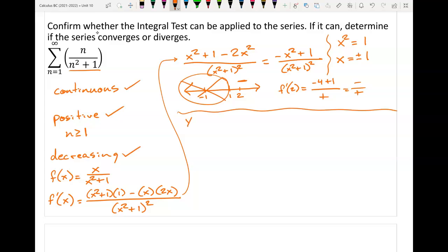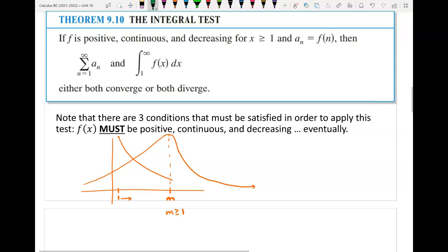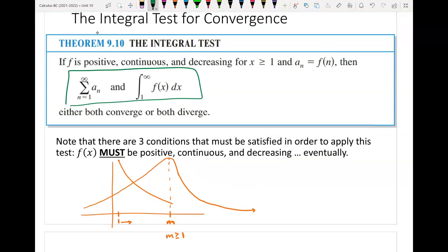So can we apply our test? So we can say yes, the integral test can apply. All that work, does it tell us anything about convergence or divergence yet? That's just to tell us, can we actually even use the test, right? So now we need to actually apply the test. So remember, what did the test say? If those three conditions are met, what can we say? Looking at these two, either both converge or diverge.